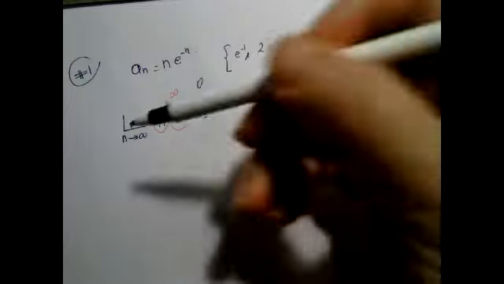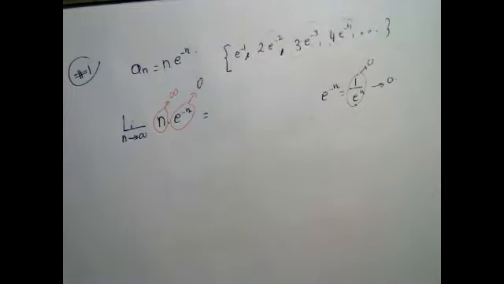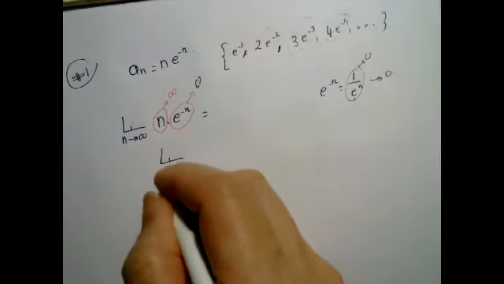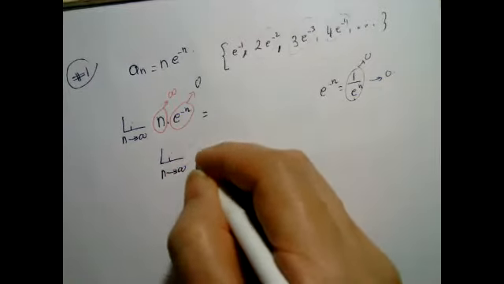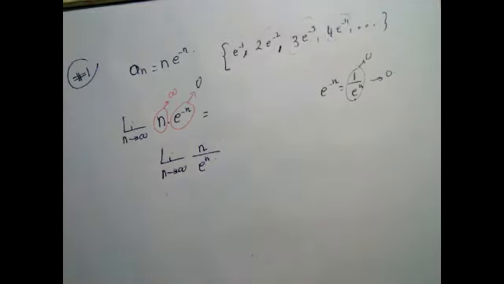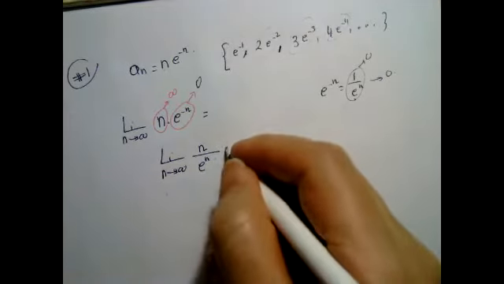And now we know that infinity times 0 is indeterminate. So to be able to find the limit, we have to put e to the minus n in the denominator. So this is going to become n over e to the n. And now what is the limit of that?